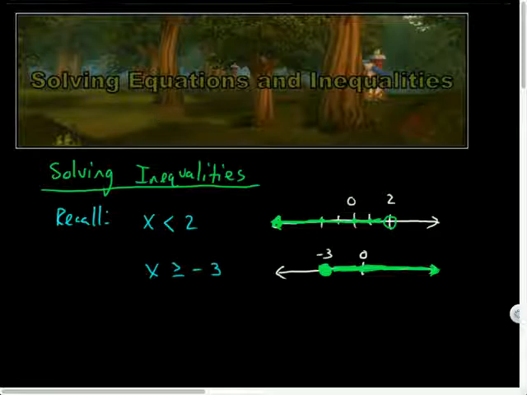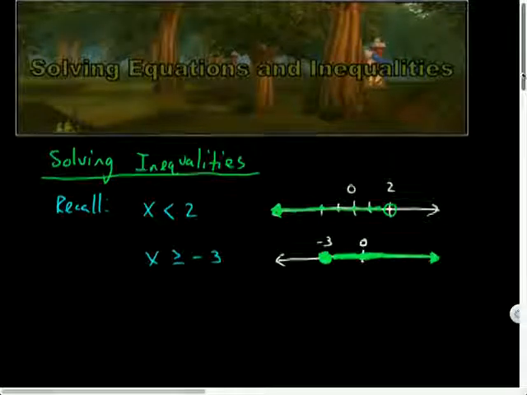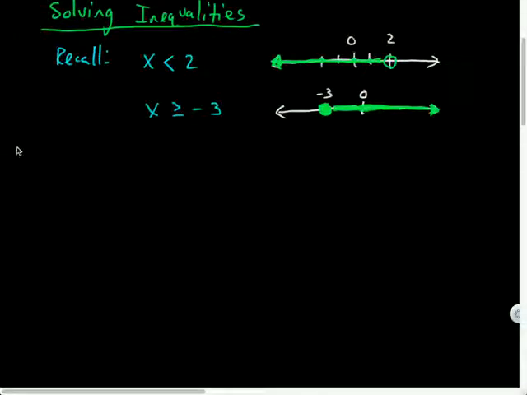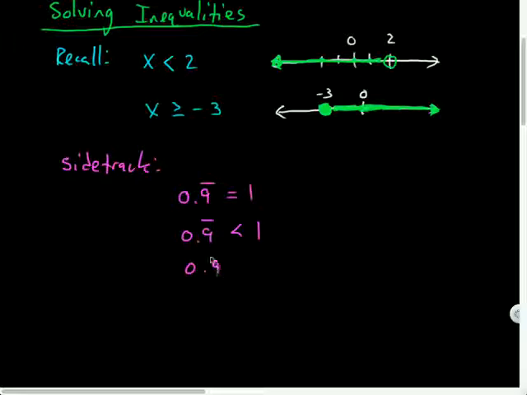All right, let's have this little side discussion here. I'm going to write this in pink, I think. Sidetrack. Which of these is true? Is 0.9 repeating equal to 1? Is 0.9 repeating less than 1? Or is 0.9 repeating greater than 1? And this will be my A, B, or C options.